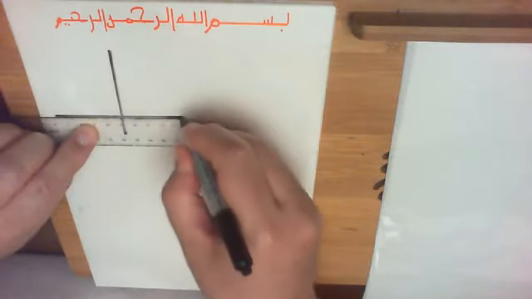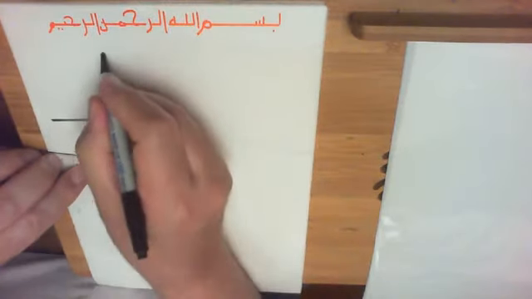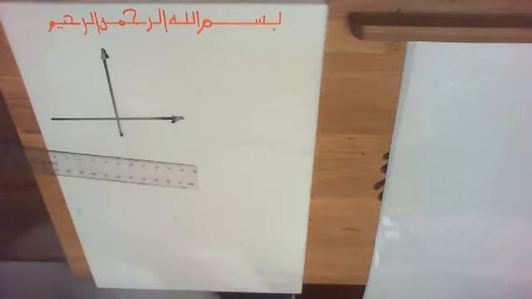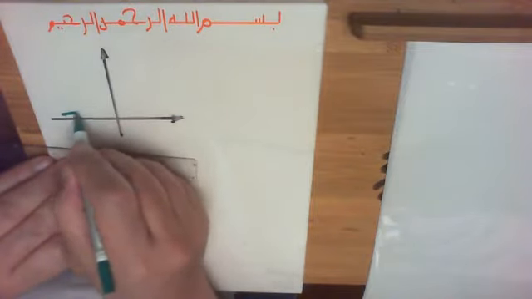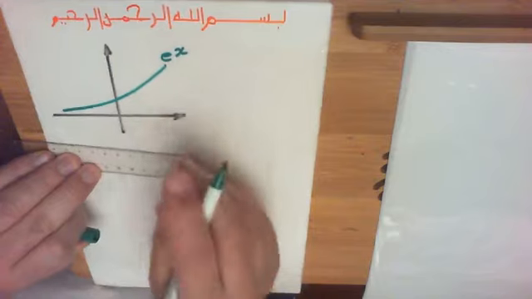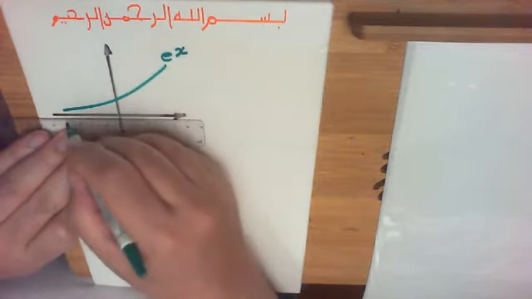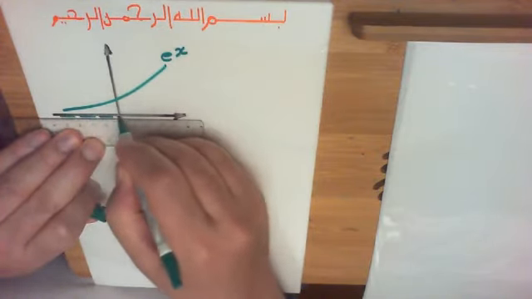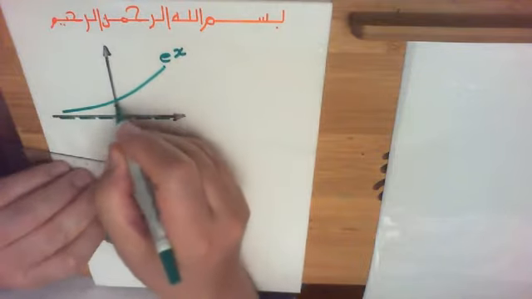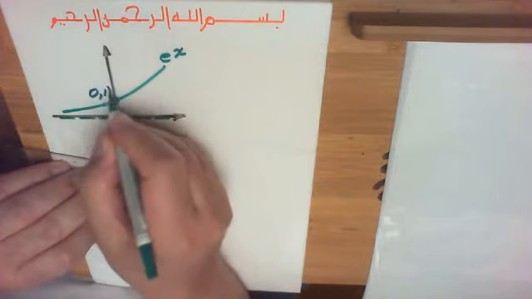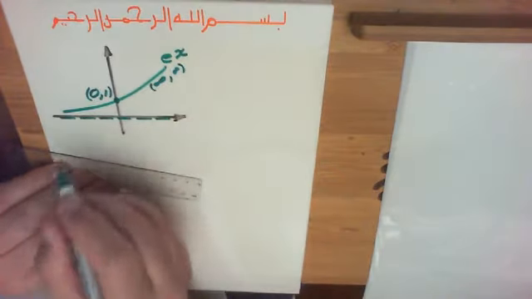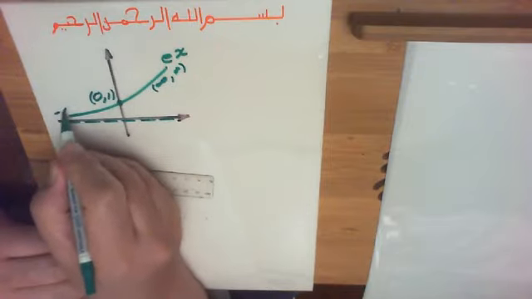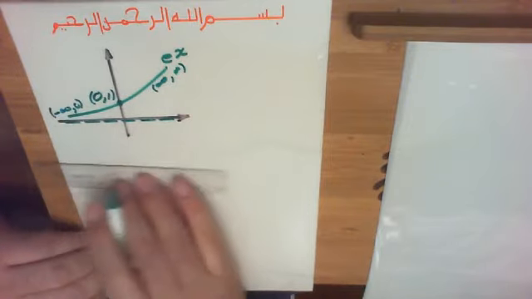As you remember, we have three exponential functions: e to x, e to minus x, and generally a to x. This is e to x. It has the x-axis as a horizontal asymptote. This point is (0, 1). As x goes to infinity, e to x goes to infinity. As x goes to minus infinity, e to x goes to 0.